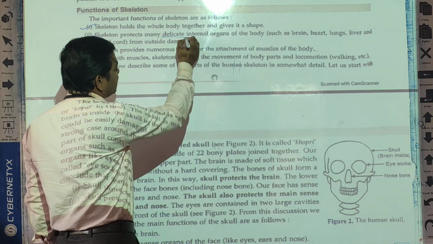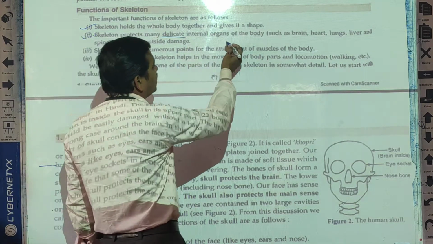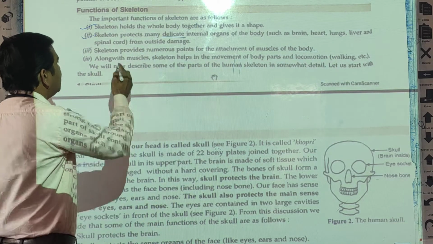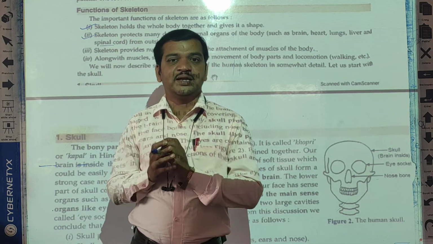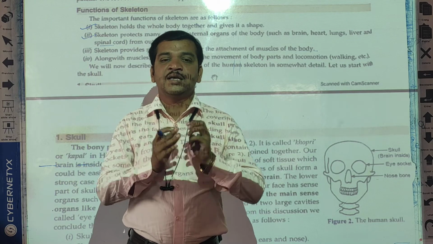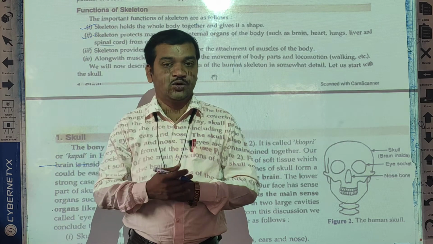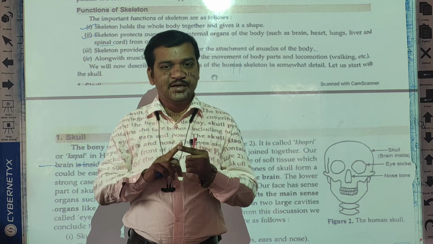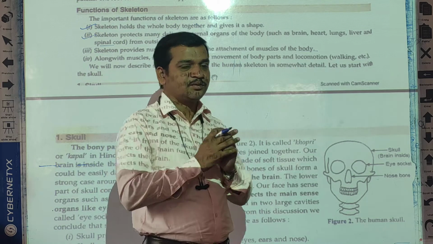Delicate means which can break easily. Internal organs of the body such as brain, heart, lungs, liver, and spinal cord are protected from outside damage. So the skeleton protects the delicate organs present inside our body, like heart, lungs, brain, liver, and spinal cord, from external damage.